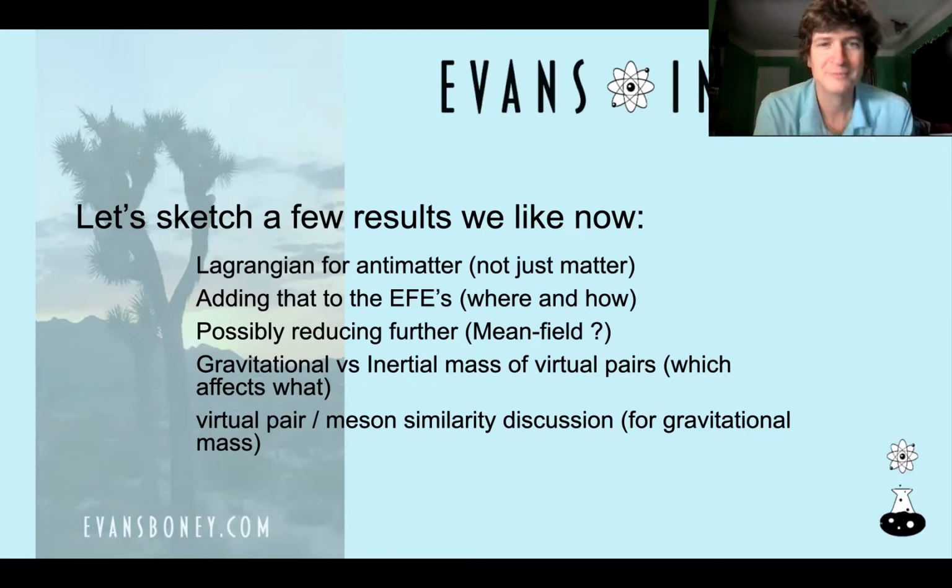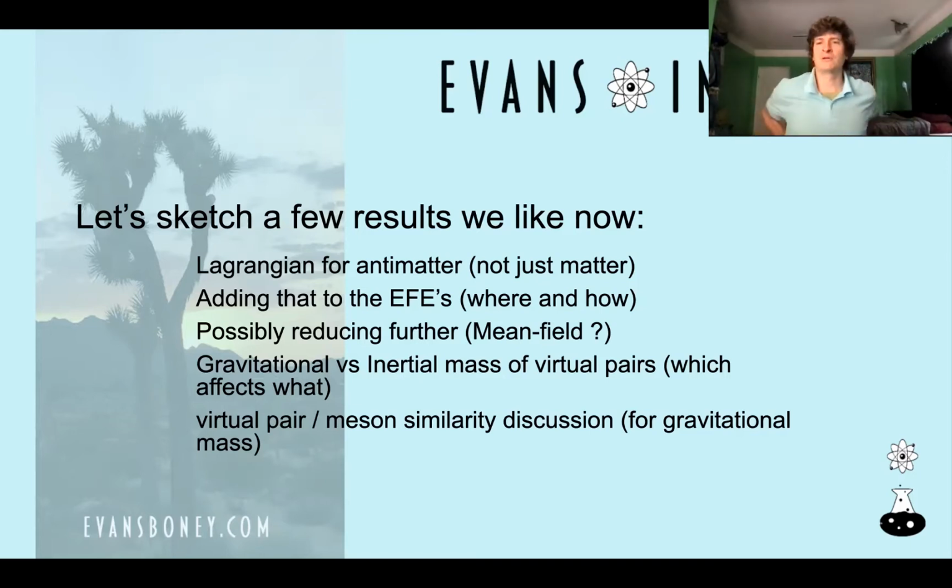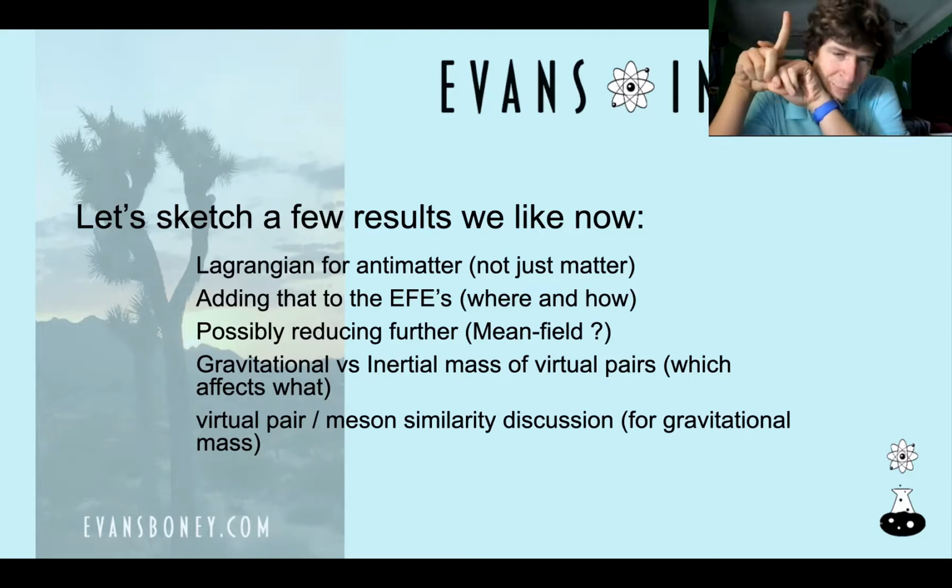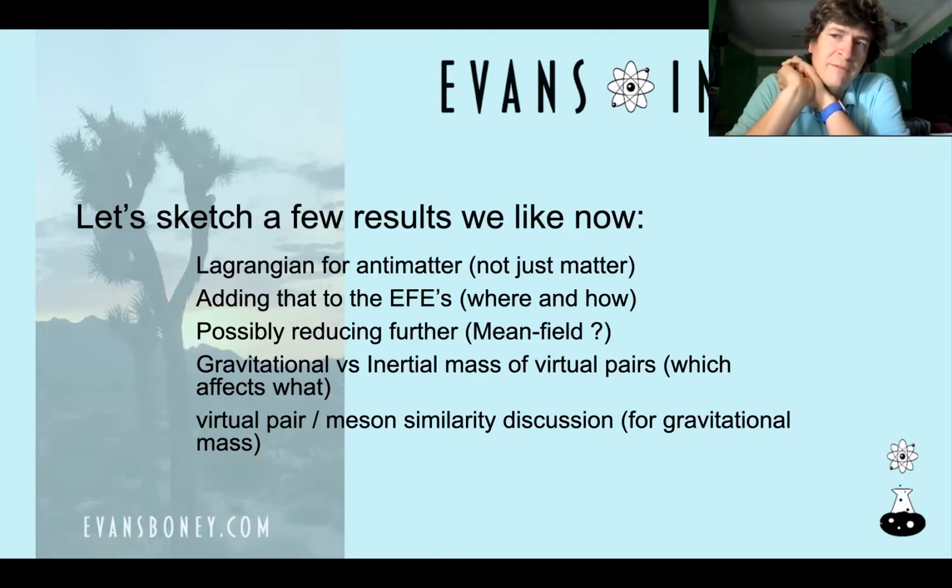But okay, things that I like for now, I think we would all agree at least need to be taken again from first principles, with the exception of a couple of labs who have already done it. Number one, the Lagrangian for antimatter. Got to rethink that. Add that to the field equations carefully. Possibly reduce it further with an approximation. I already indicated that on the last list. We're going to do that.